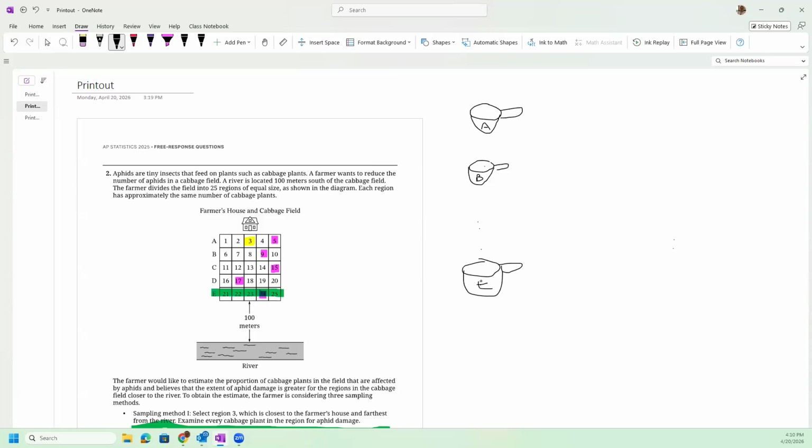Which numbers would go into the A hat? 1, 2, 3, 4, and 5. Which would go into the D hat? 16, 17, 18, 19, and 20.